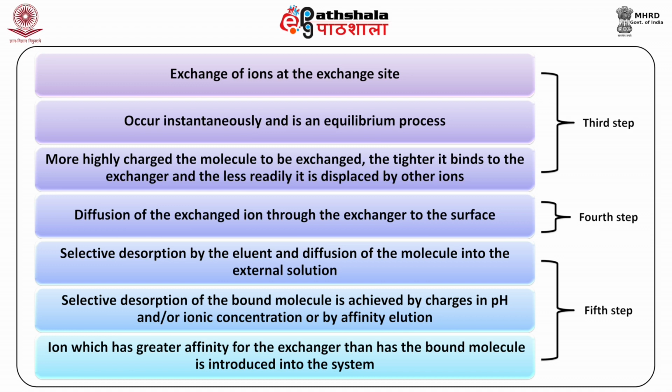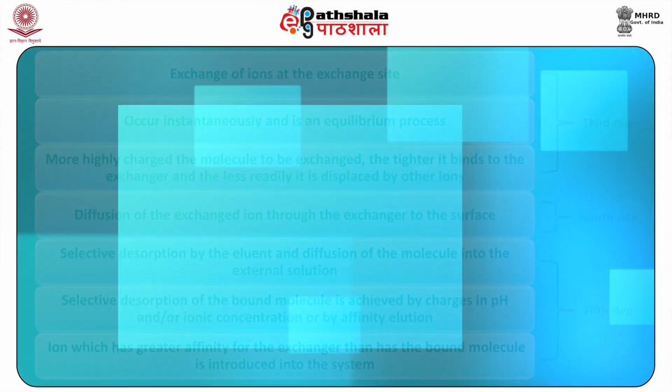The selective desorption of the bound molecule is achieved by changes in the pH and or the ionic concentration, or by affinity elution, in which case an ion which has a greater affinity for the exchanger than has the bound molecule is introduced into the system.